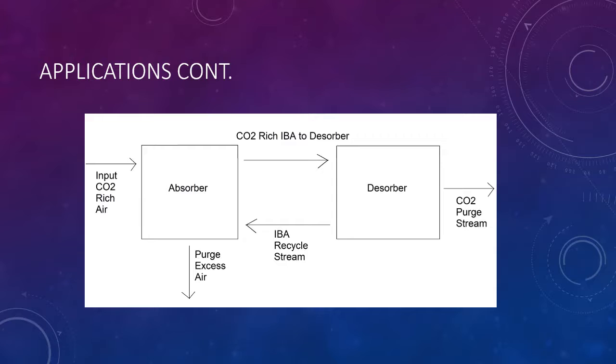It's then sent to the desorber, where the temperature is reduced and the solubility is reduced also. This releases the CO2 and it is removed from the system via a purge stream. The isobutyric acid is recycled back to the absorber. This is what gives this system an advantage over current systems. The solvent doesn't need to be regenerated or resynthesized, so by recycling it, money is saved.